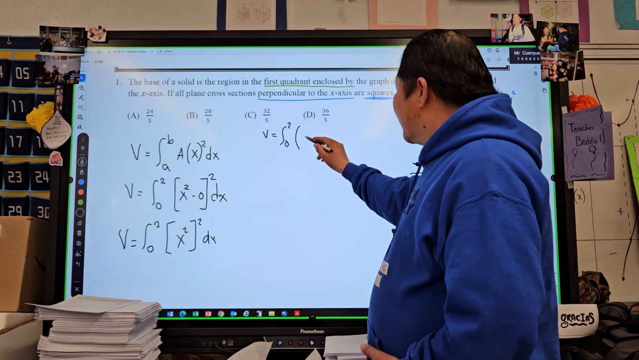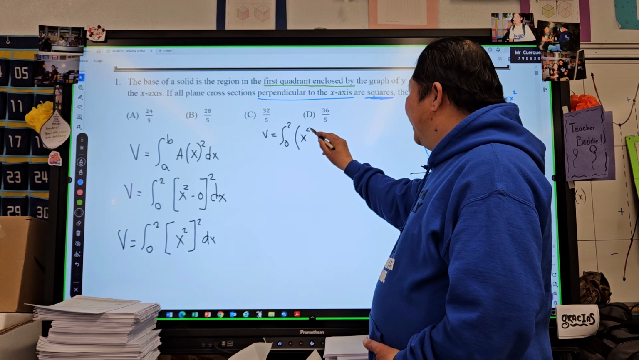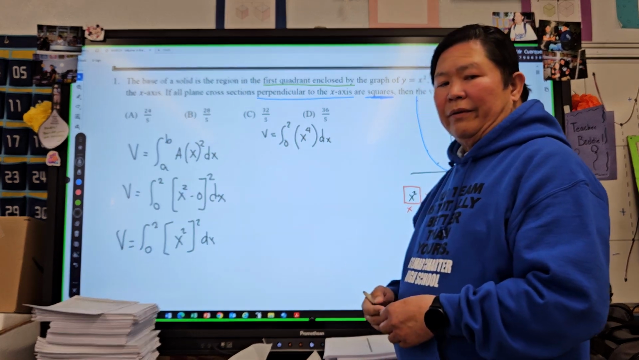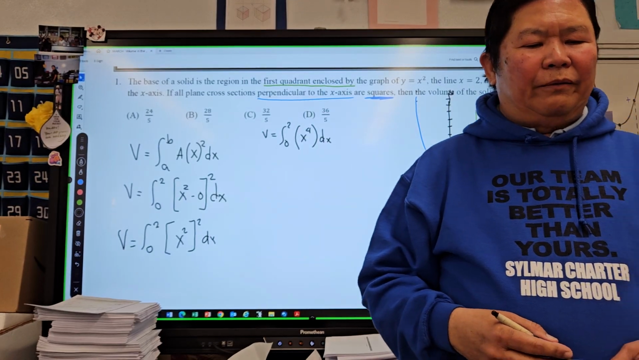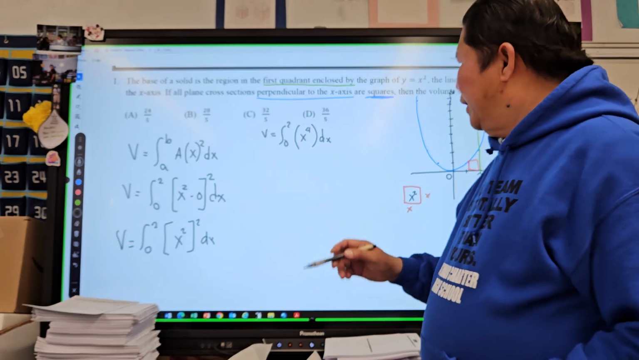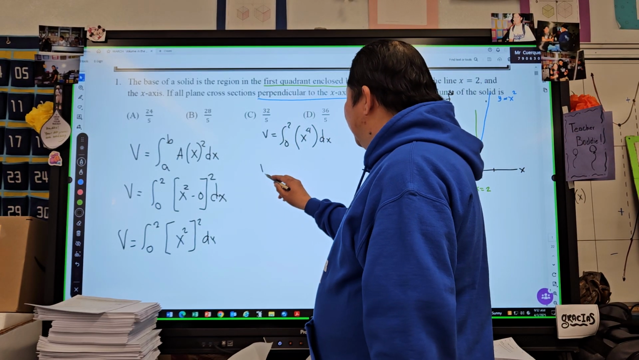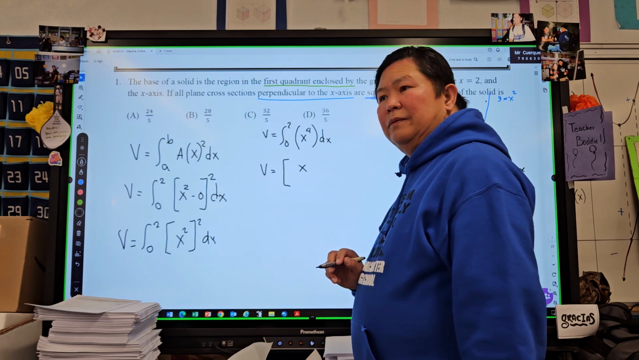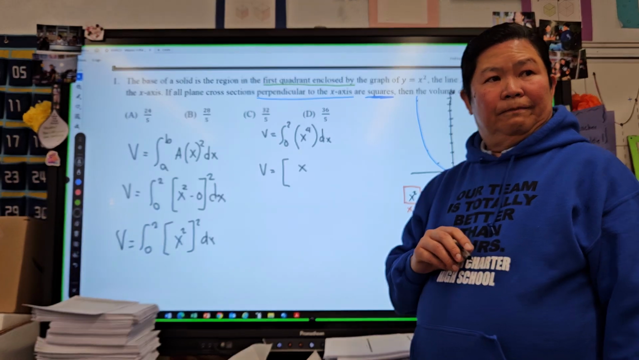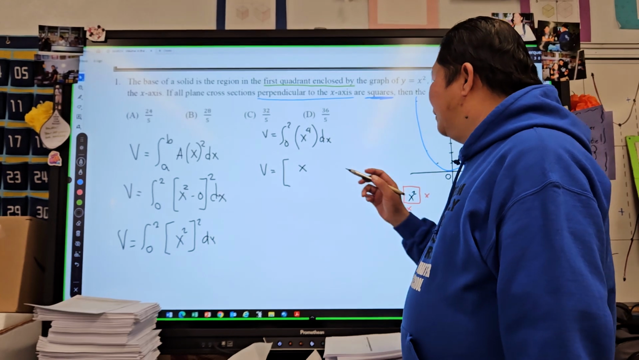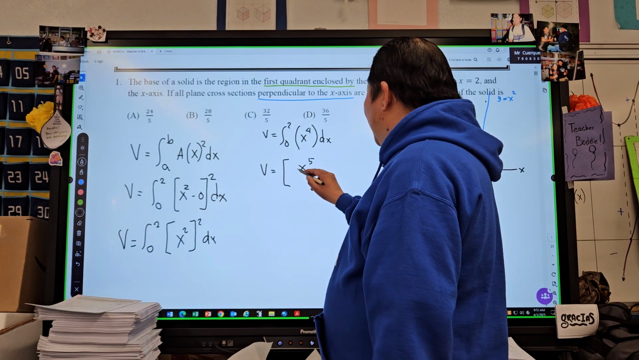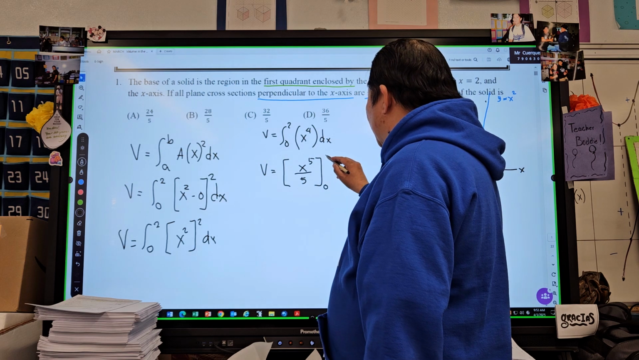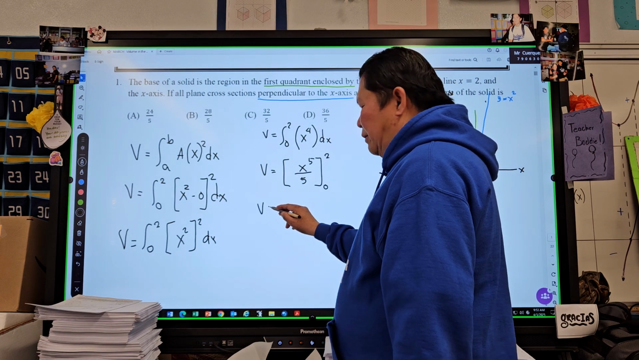So this is x to the power of 4, right? And then dx. And this time you can now take the antiderivative. So we have, this implies now that the volume of this is equal to x to the power of 5 over 5 evaluated from 0 to 2. So can you continue now?